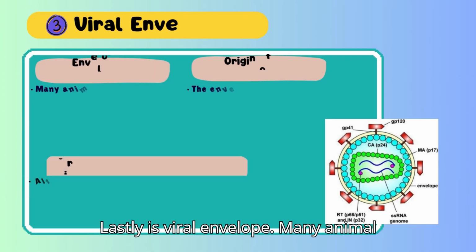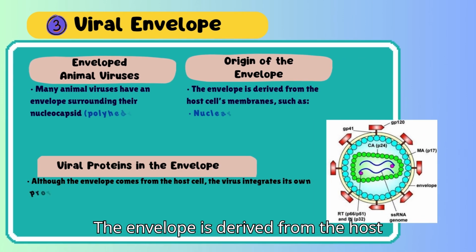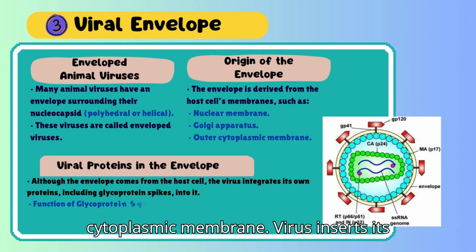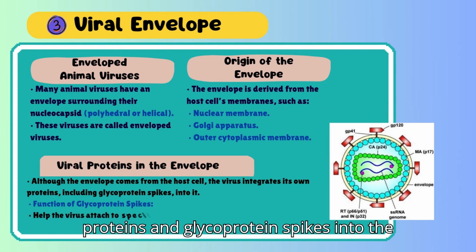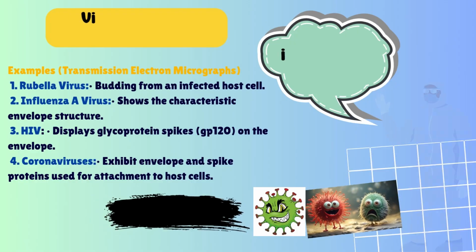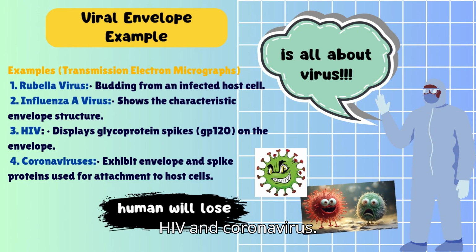Lastly is viral envelope. Many animal viruses are enveloped, which have a lipid bilayer surrounding their nucleocapsid. The envelope is derived from the host cell's membranes, such as the nuclear membrane, Golgi apparatus, or outer cytoplasmic membrane. Virus inserts its proteins and glycoprotein spikes into the envelope. Glycoproteins allow the virus to bind to specific receptors on the surface of host cells. Here are some viral envelope examples such as rubella virus, influenza A virus, HIV, and coronavirus.